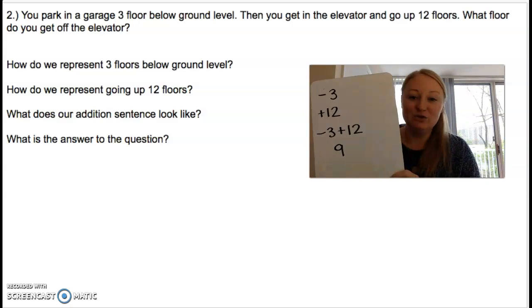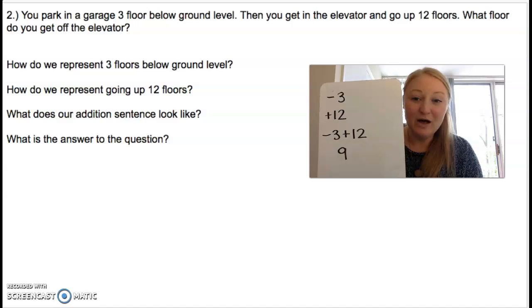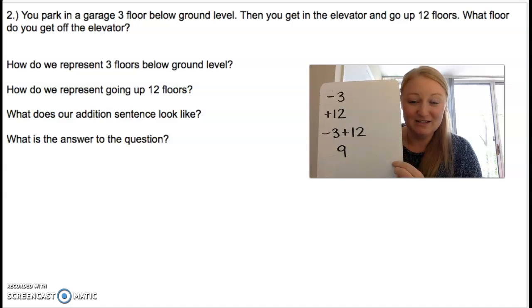And then to think of my sign, I'm going to take the sign of the number with the larger absolute value. Well, 12 has a larger absolute value than -3. 12 is positive, so my answer is also going to be positive. You can also think of this logically.